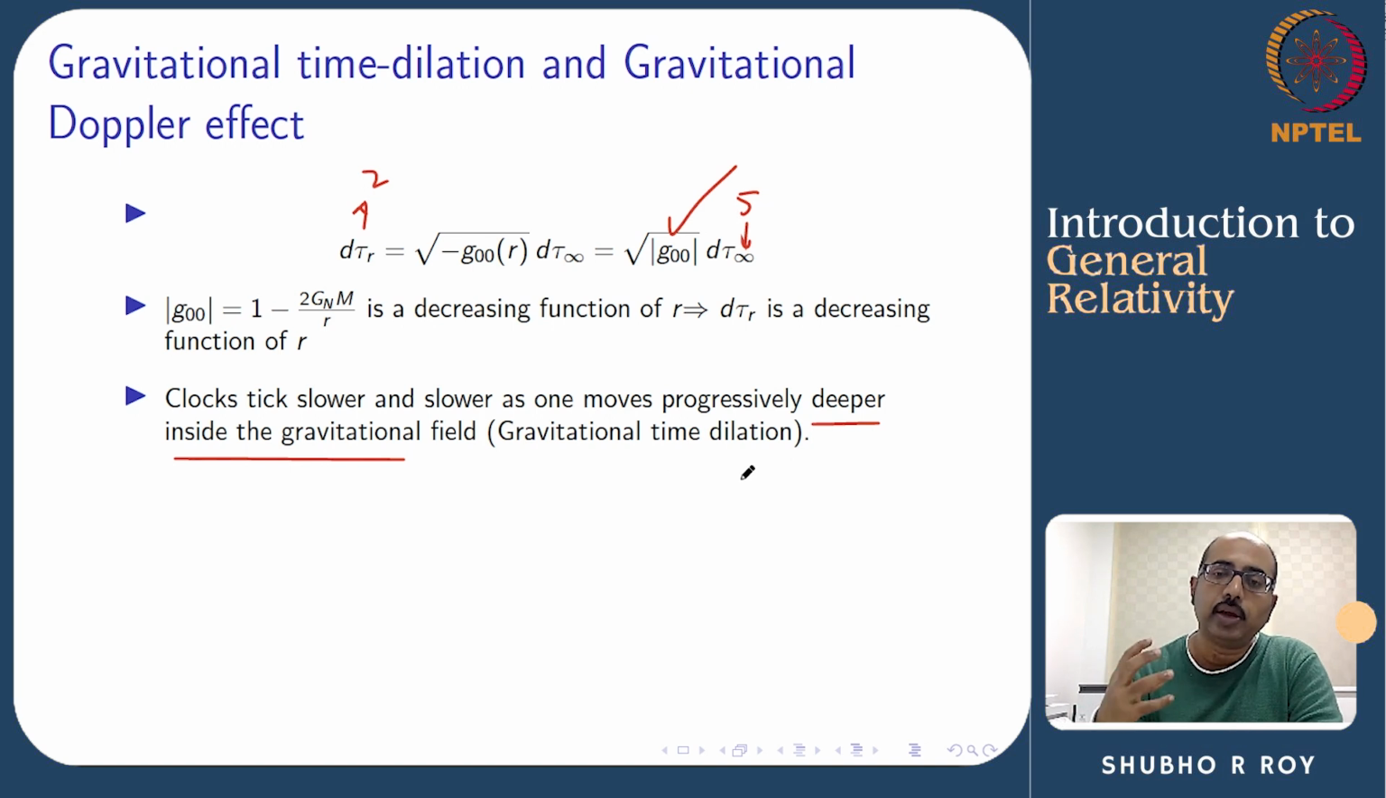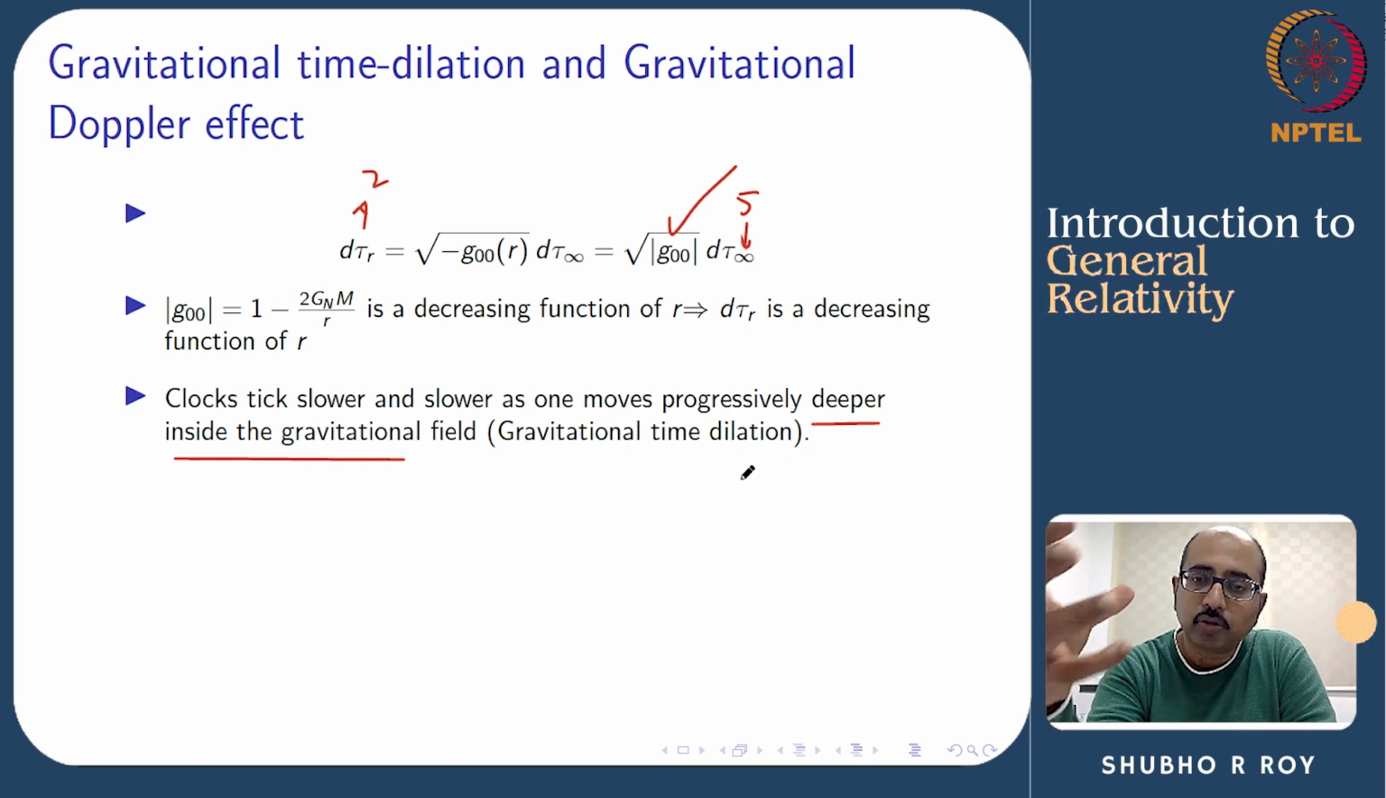The fact that if you take clocks inside the gravitational field, the stronger the gravitational field, the slower the clocks tick. So this is the phenomenon of gravitational time dilation. Although I discussed it in the context of the Schwarzschild geometry, this is a fairly generic phenomenon. The stronger the gravitational field, the slower the clocks tick.